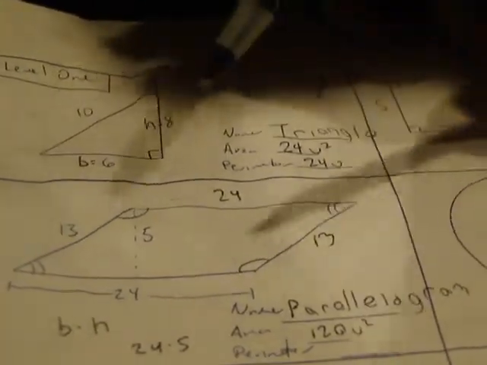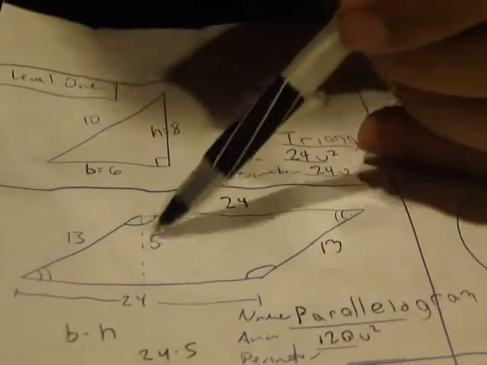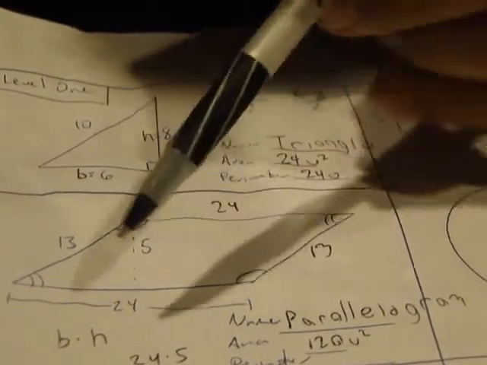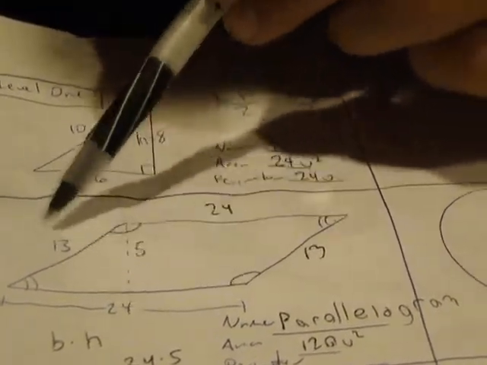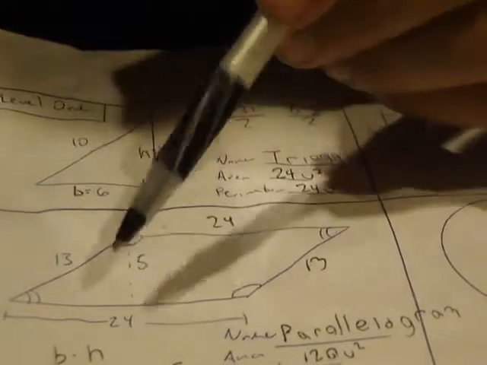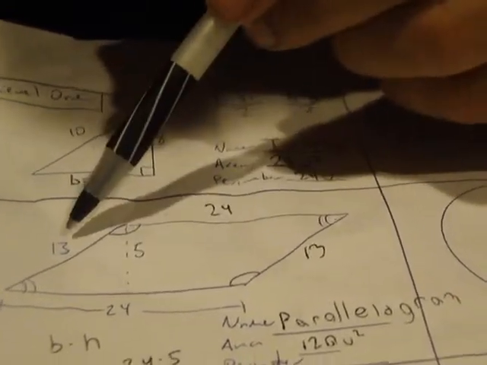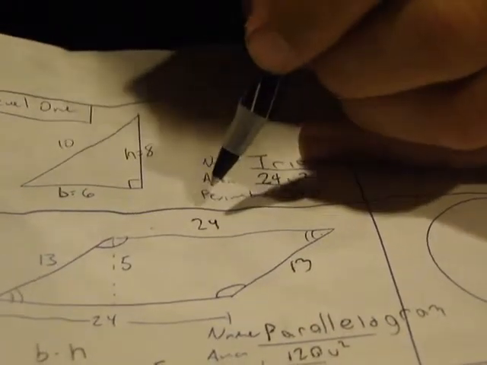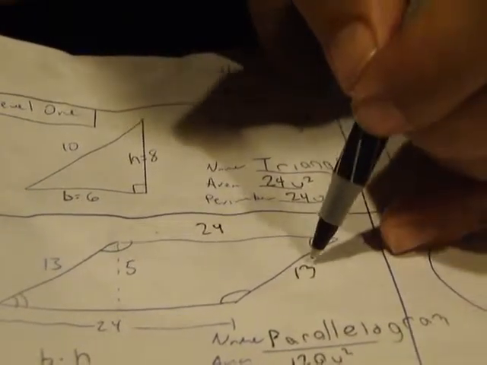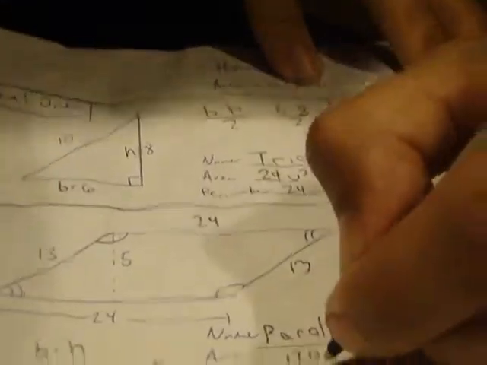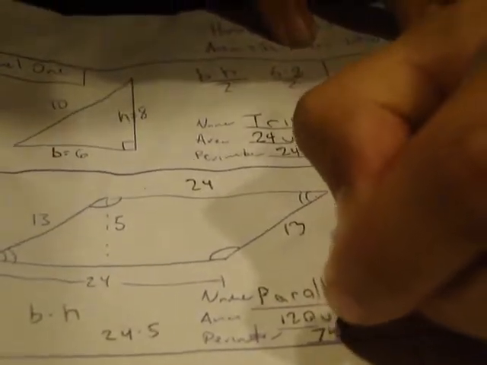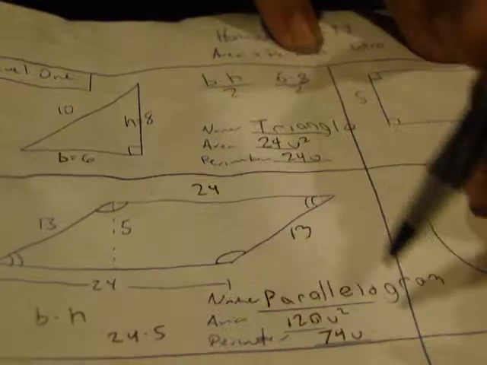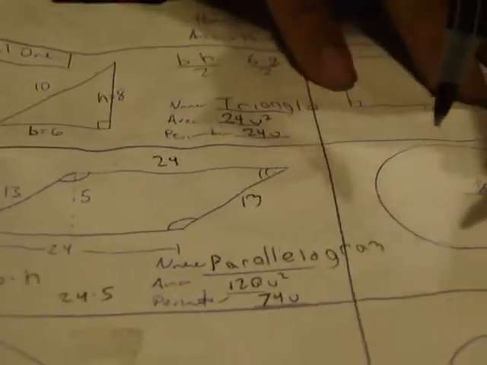The perimeter is going to be the sum of all sides. The thing is, this 5 is not a side, so it doesn't actually count. What we have is 24 plus 13 plus 24 plus 13. 24 plus 13 is 37, plus 24 is 61, plus 13 is 74. And it's 74 units because perimeter is a distance, so it's first degree.